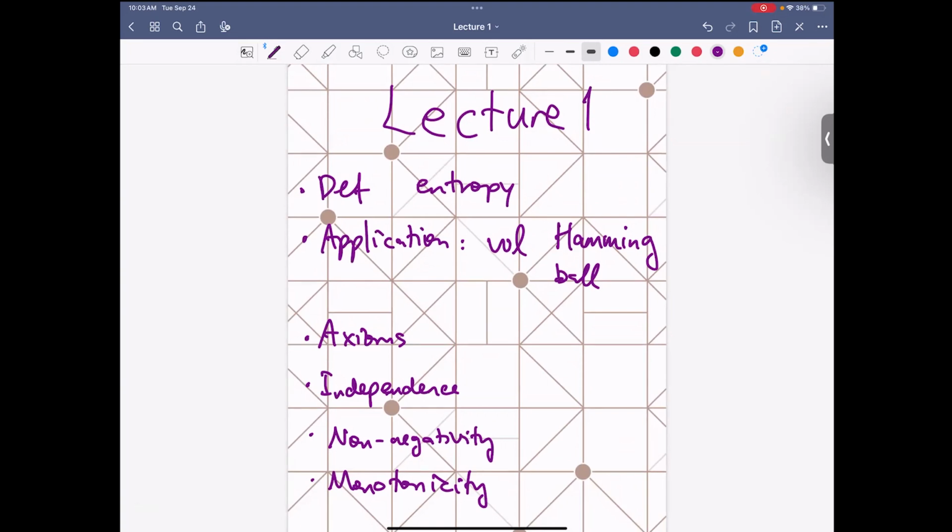So the first 2 lectures will be sort of theory building. We're going to use the axioms to derive all sorts of properties of this entropy notion. And then after the first 2 lectures, we're going to start seeing some applications, how we can use these properties to prove various statements in combinatorics.